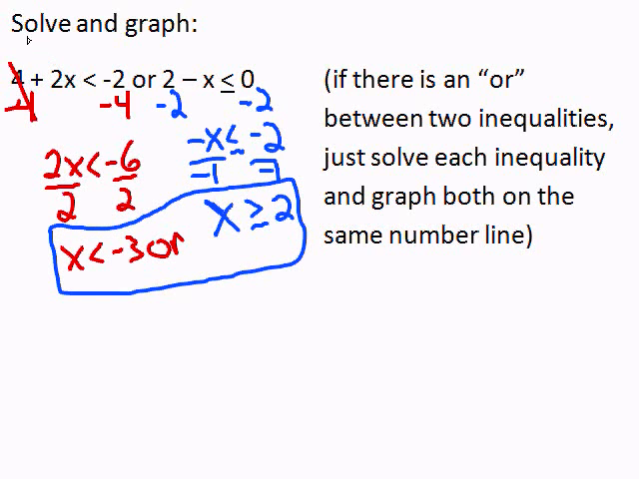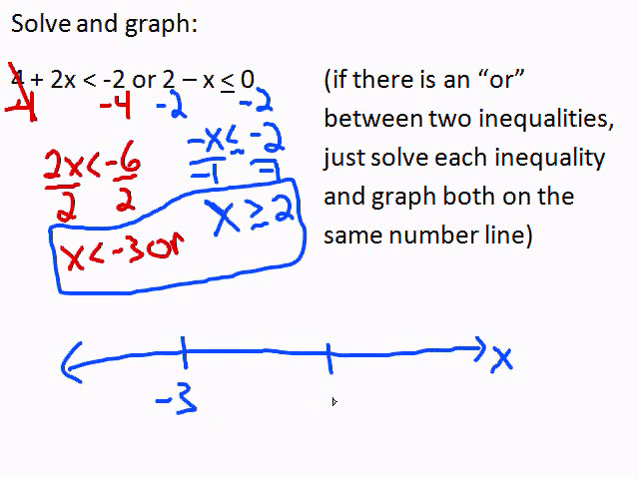So our answer to the instructions solve is right here. X is less than negative 3 or x is greater than or equal to 2. To graph this compound inequality, we graph it like a regular inequality. We draw a number line. This is our x number line since we're talking about x values. We're going to plot both of our numbers on our number line, negative 3 and positive 2.